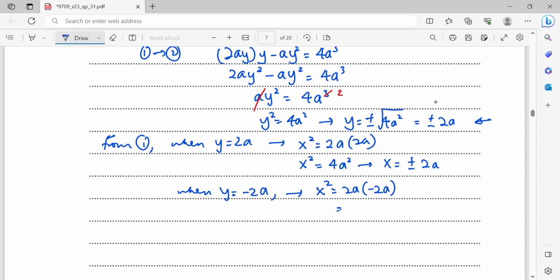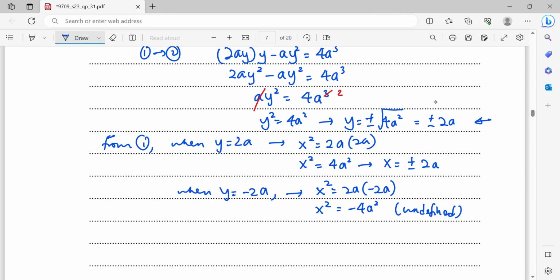Okay, so then when y equals to negative 2a, which is here, my x squared is going to be 2ay. Okay, then now I'm getting negative 4a squared. So x squared equals to negative 4a squared is undefined, right? Because x squared is always positive. And a squared is also positive already. So impossible to get a negative here. So which means you don't get any x when the y is negative 2a. So this is undefined.